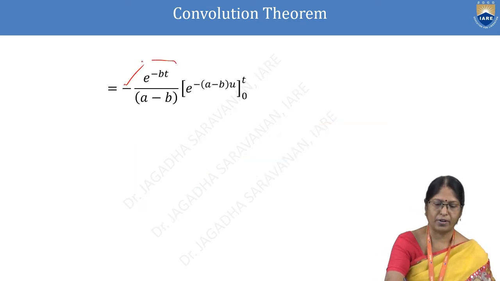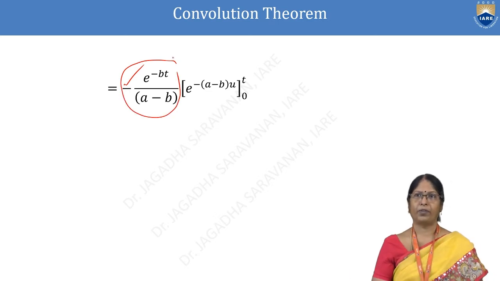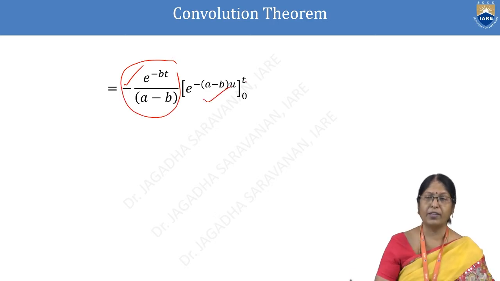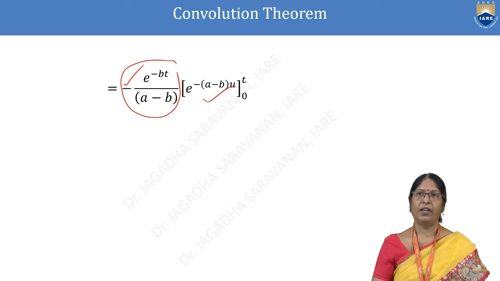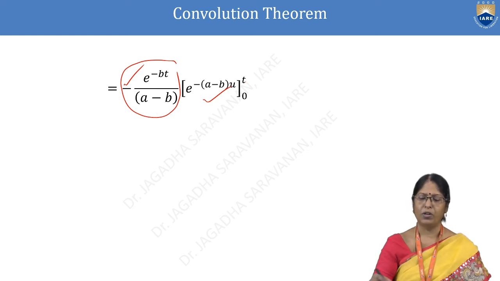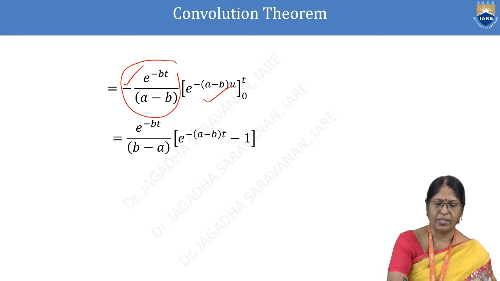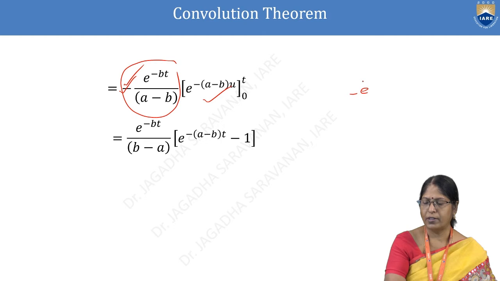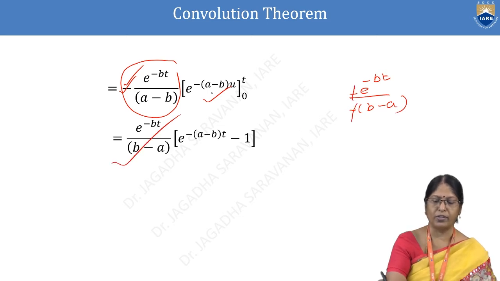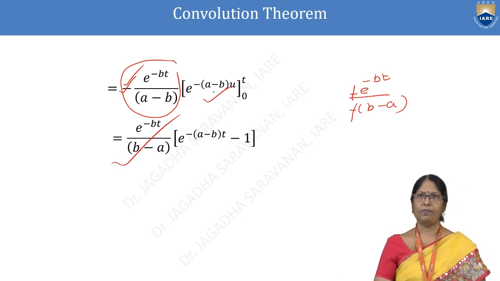So that's what is written here, outside. The remaining part is e power minus of (a minus b) into u, from 0 to t. Here, this minus is there: e power minus bt. Here the minus we have taken, this minus cancels, and that's the term we got.